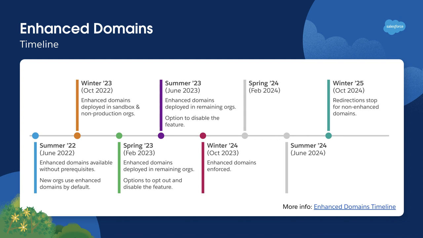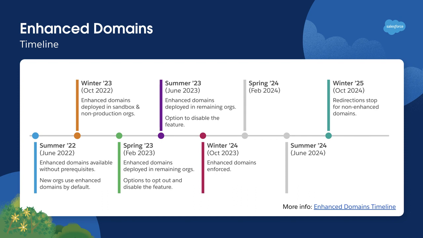In Spring 23, Salesforce automatically deploys it in all remaining orgs. Now you can opt out of that deployment if you need more time to test. Also in this release, whether you deploy enhanced domains yourself or Salesforce deploys it for you, you can disable the feature if you encounter an issue and need some time to find a solution.